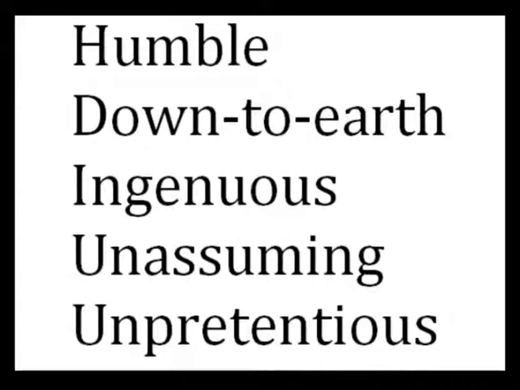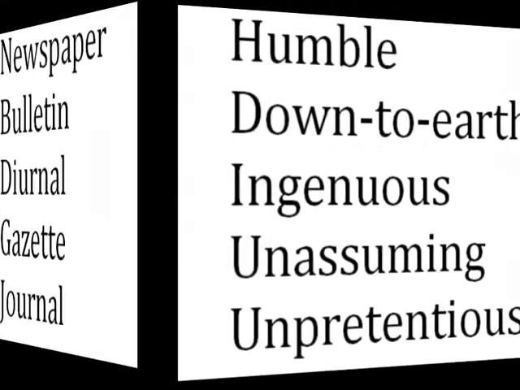Let's go to the second example, humble. When he uses words like humble, down to earth, almost everybody, no matter how much formal education they have, will understand what he's saying. But when you now go to words like ingenious, unassuming, unpretentious, some in the audience, depending on their educational level, might find it difficult to understand what he's saying.